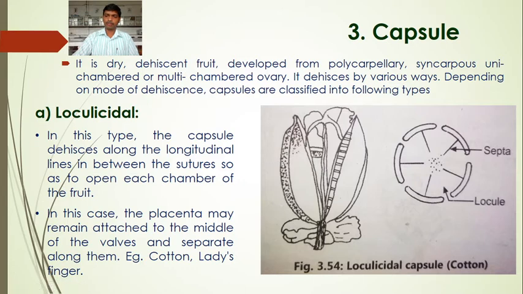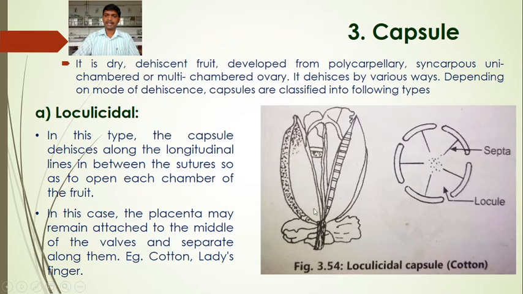The fruit developed from such a multi-chambered ovary possesses multiple chambers. Here we see five chambers. These are the sutures, and the fruit breaks open along the longitudinal line between the sutures. Each chamber gets exposed after dehiscence. In this case, the placenta may remain attached to the middle of the wall, and separate along with them, for example cotton and lady's finger.